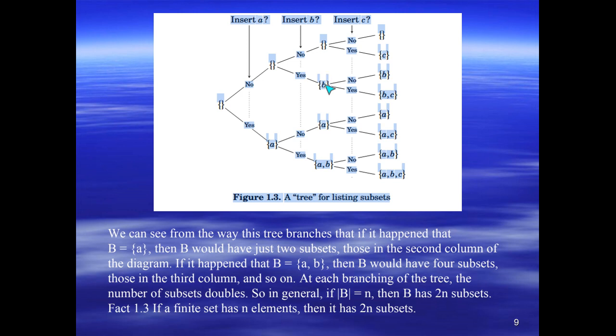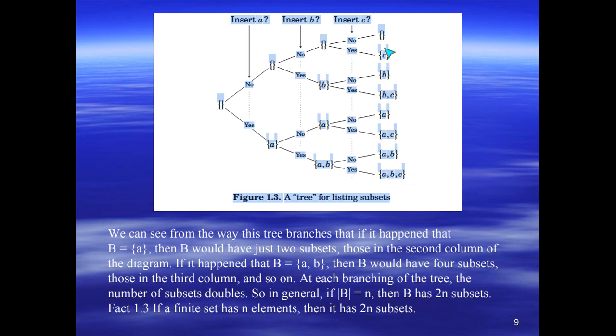If at B, when I come up to here, I ask, shall I insert C? If I say no, I end up with a subset with one element, which is B. If I say yes, then I insert C here, so I obtain a subset of two elements, B, C. Here I came up to A, and if I say no to insert C, then I end up with the single element subset A. If I say yes, then I end up with the two element subset AC. Here I came with AB. If I say no to insert C, then I end up with AB. If I say yes, I insert C and I obtain ABC, the subset with three elements. And you see, I have A, B, C, one element subsets, AB, AC, BC, two element subsets, ABC, the three element subset, and the empty set.